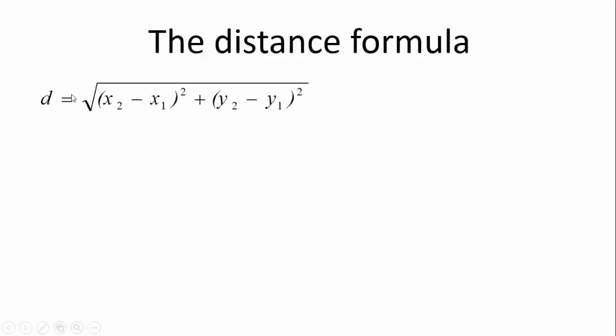Okay, the distance formula. I'm going to start off by telling you the distance formula. D is equal to the square root of (x2 minus x1) squared plus (y2 minus y1) squared. It's important to see that we have y2 first, the 2 is first, minus the 1, and the same for x2 minus x1. So this is worth remembering. This is your distance formula.